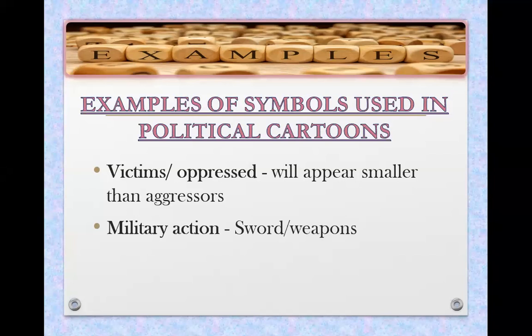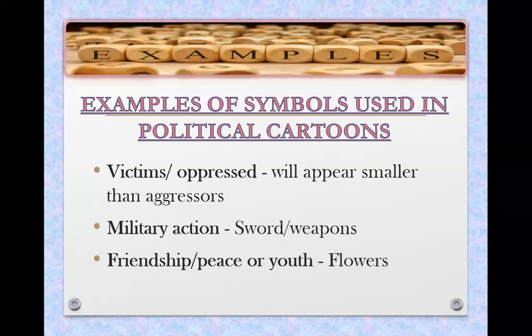Military action is definitely going to be shown through swords or weaponry, and friendship, peace, or youth can be shown through flowers, right? And if you talk about heroes and good guys, they can be wearing white. If somebody is wearing black, it means they are showing villains or the bad guys. Like if anybody is talking about peace, the dove can be the sign, or the victory sign can also be given for peace, as well as flowers.